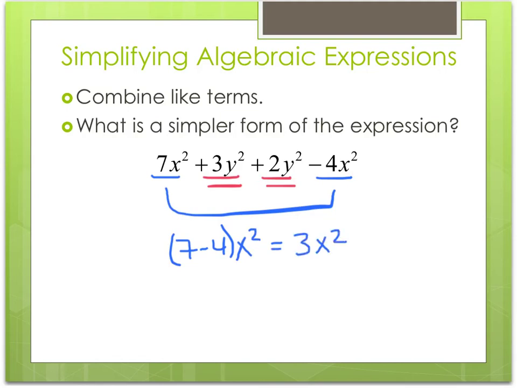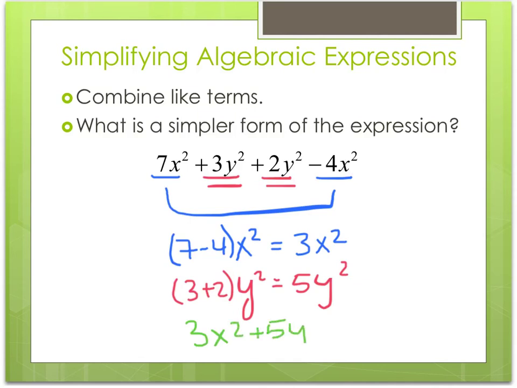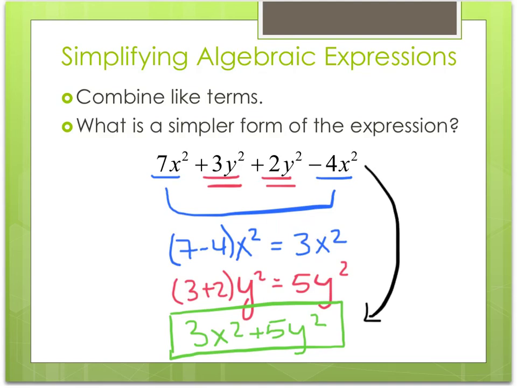And then I have 3y squared and 2y squared, so adding their first names, tacking on their last name, I just get 5y squared. So bringing those back together, I get 3x squared plus 5y squared is the simplest form of that expression. Now obviously this in-between step is not necessary. If you don't need to write that, you can just hop down to the simplified form.